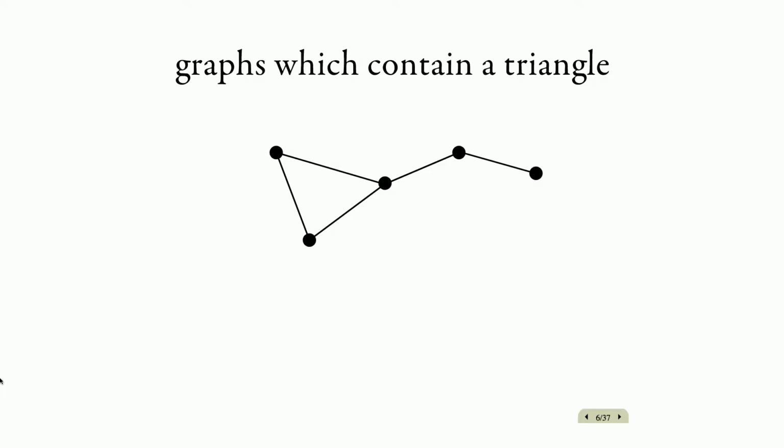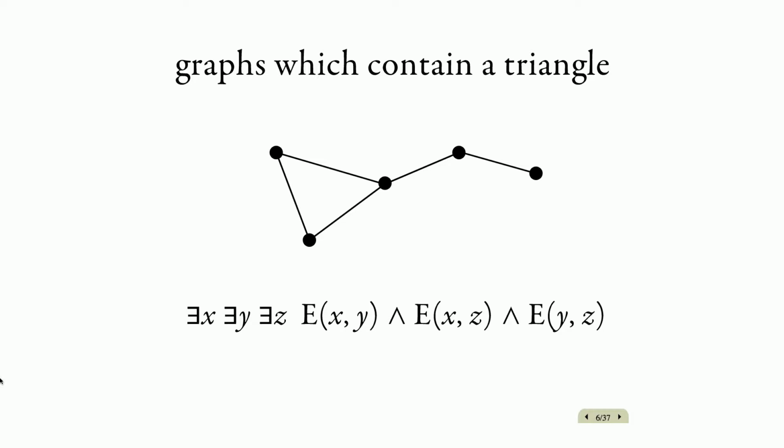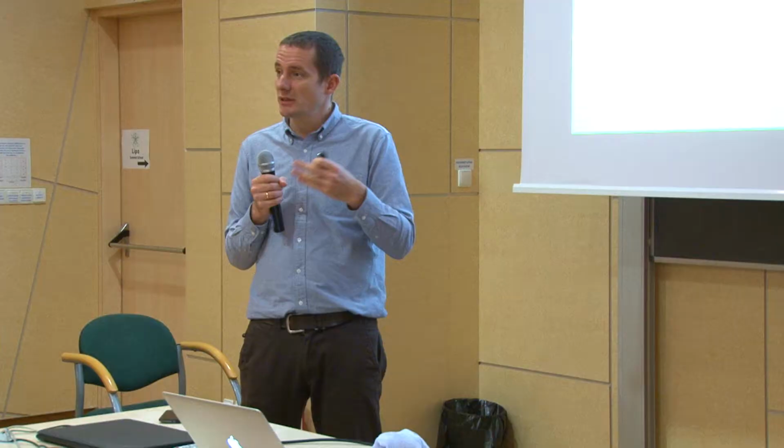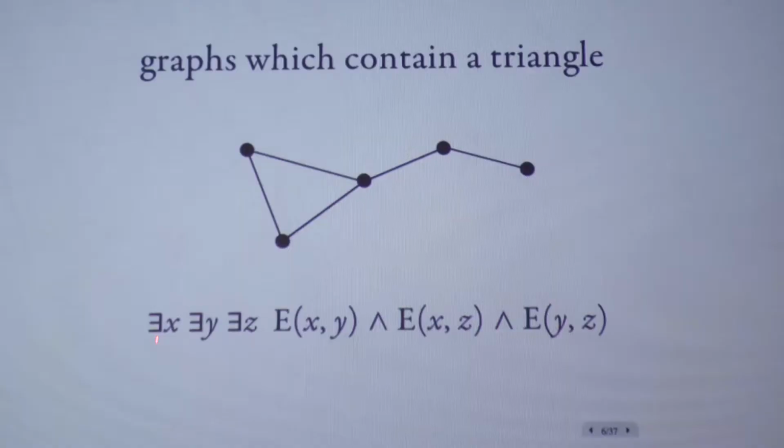Examples are to use first-order logic, as in Stefan's lecture. So you model a graph as a structure. As we have seen, there are different ways to do it, depending on whether the universe is vertices or vertices and edges and so on. And then you can express properties such as this using first-order logic.